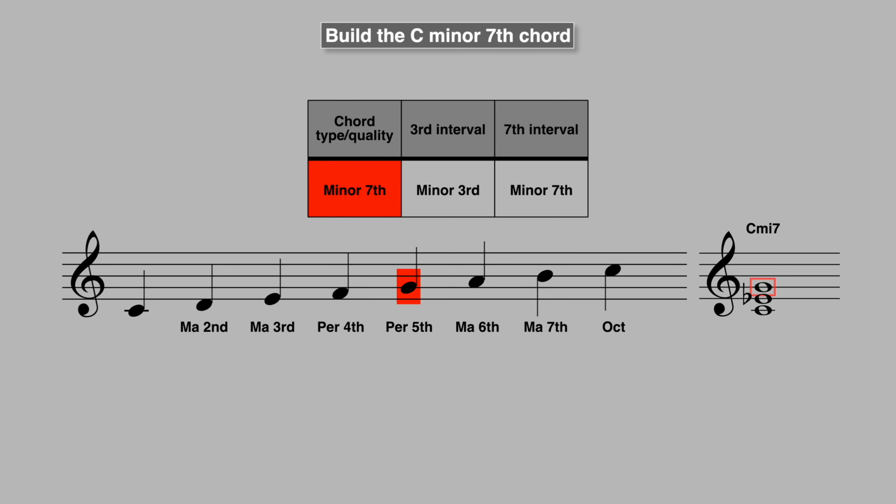We need a perfect fifth interval from the root up to the fifth of the chord. As the fifth scale degree of the major scale built from the bottom note is already a perfect fifth interval, we don't need to adjust the note G.